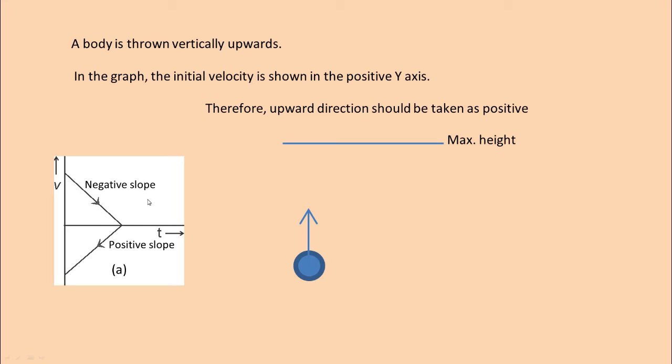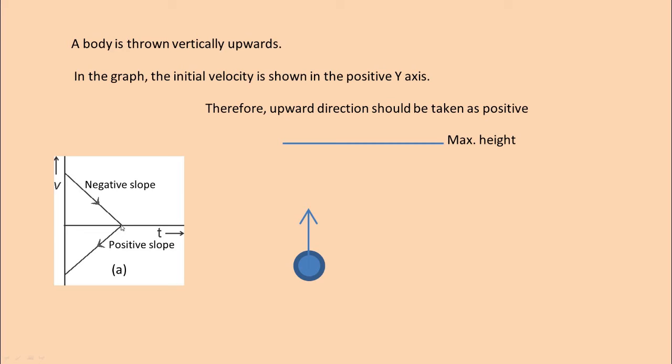And I said already, acceleration should be negative. Why should acceleration be negative? Because acceleration is always in the downward direction. Whether the body goes up or comes down, acceleration should be in the downward direction. Since we take upward direction as positive for velocity, the downward direction we have to take as negative. So acceleration being downward, we have to consider it as negative. So negative slope is fine.